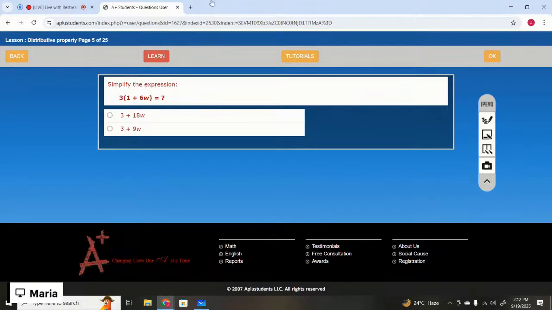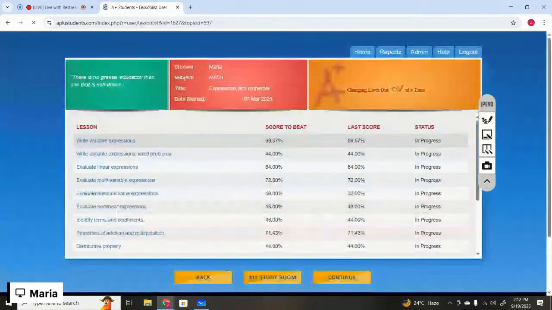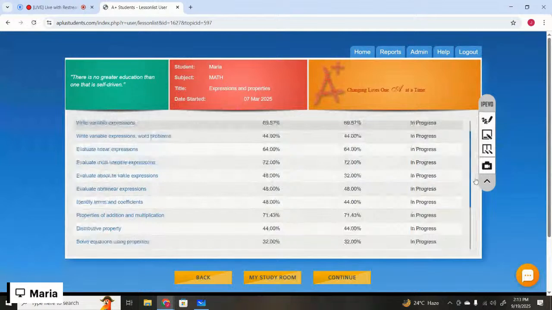Okay, the next one is 3 times (1 plus 6w). 3 times 1 is 3 and 3 times 6 is 18, that is 3 plus 18w. Okay, you can complete the lesson by yourself later today. Let me move on to the next lesson, that is solve equations using properties. Let's start with the lesson.